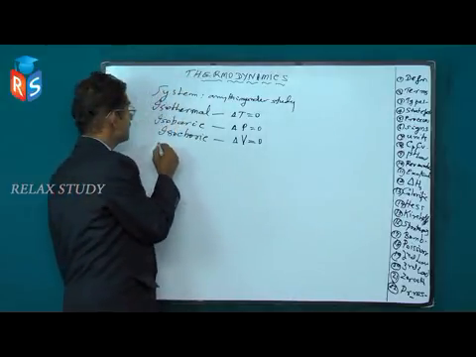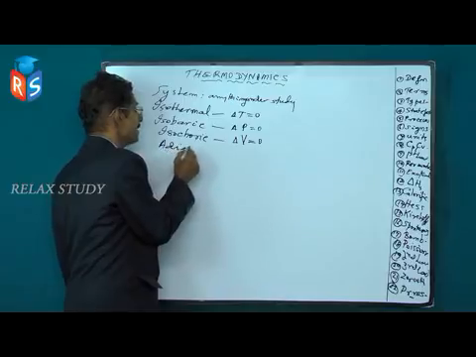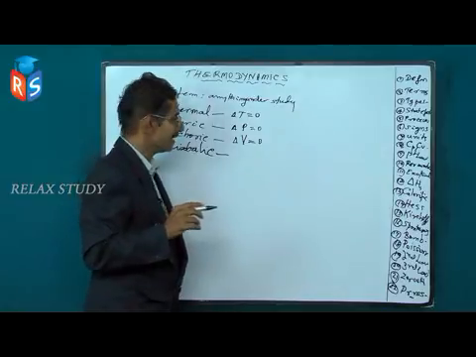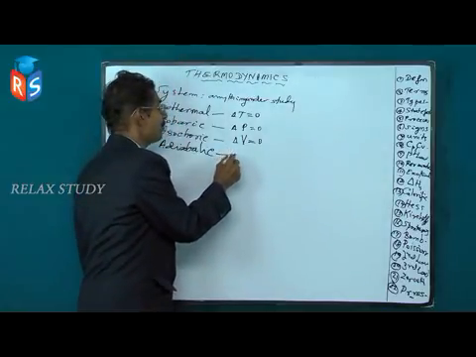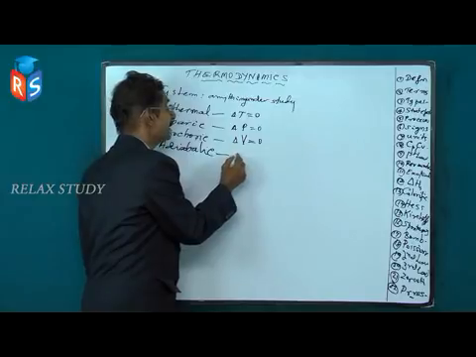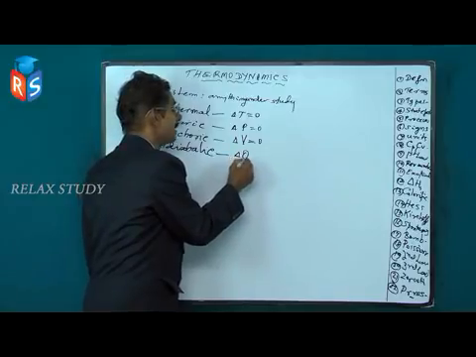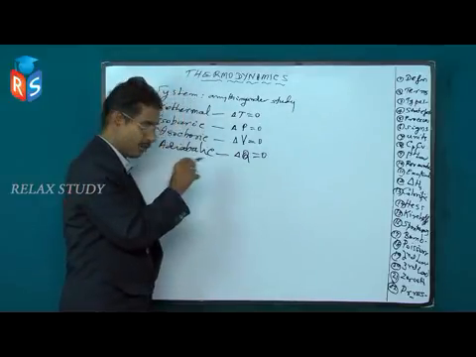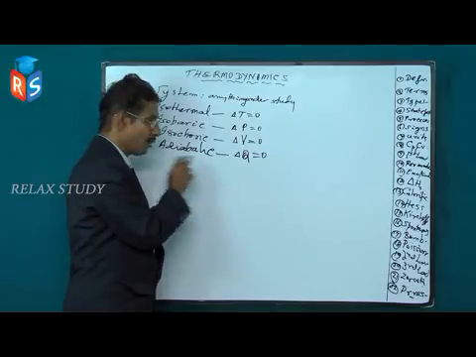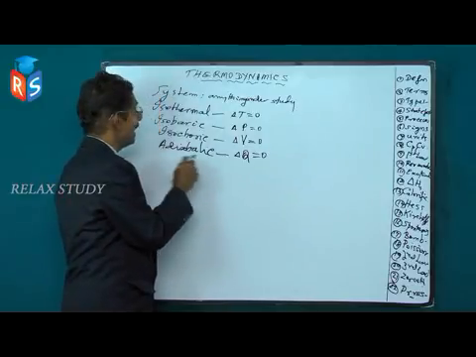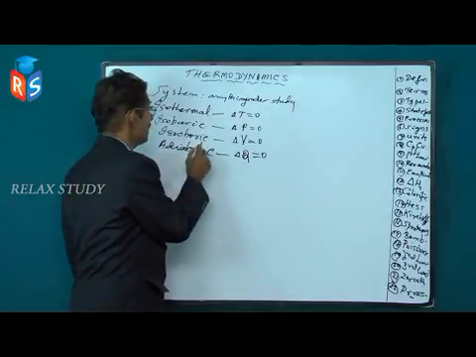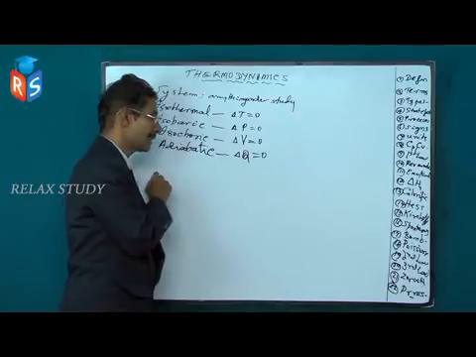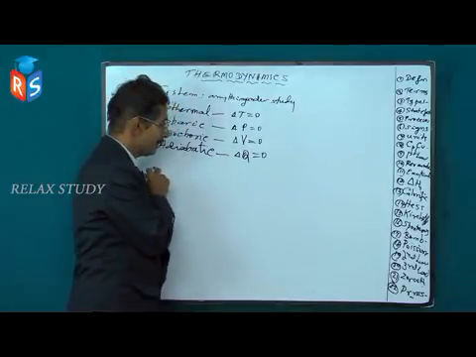Another type of process is the adiabatic process. In an adiabatic process, the quantity of heat remains the same. In other words, delta Q equals 0. There is no exchange of heat. Adiabatic means no exchange of heat, or delta Q remains 0.